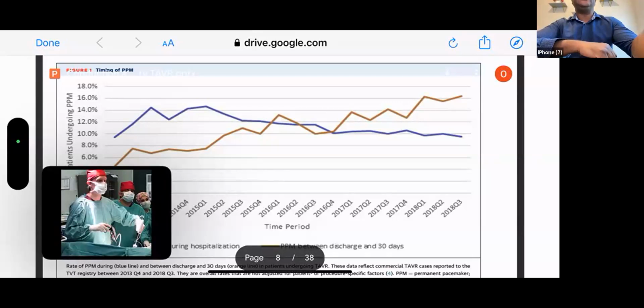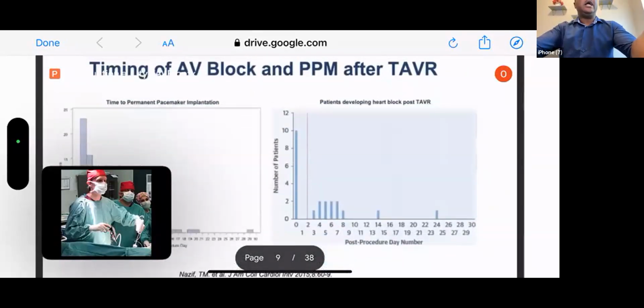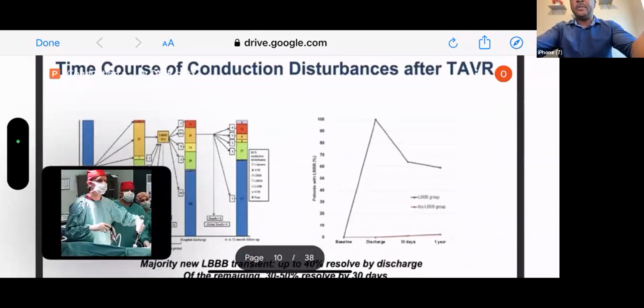But you notice that for the orange one, the people who got a pacemaker after discharge has also increased over that time. So we will look to see if it is really necessary that we put a lot of pacemakers in these patients. This slide is showing you the timing of permanent pacemaker placement. The majority of the patients get their permanent pacemaker within 2 days, that's 48 hours. Some do eventually get it later on, but the majority get it within the first 48 hours.